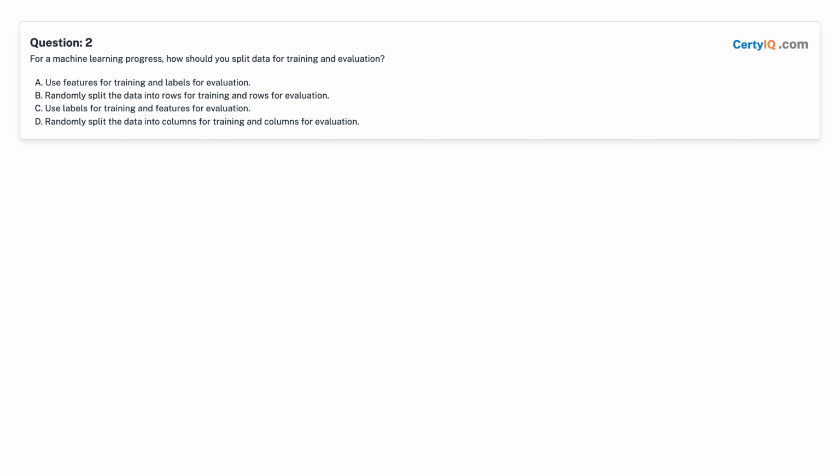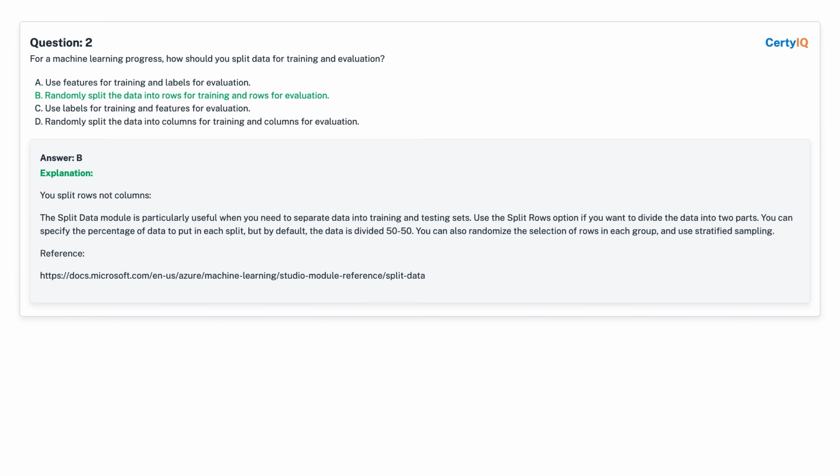Question 2. For a machine learning process, how should you use the data for training and evaluation? A. Use features for training and labels for evaluation. B. Randomly split the data into rows for training and rows for evaluation. C. Use labels for training and features for evaluation. D. Randomly split the data into columns for training and columns for evaluation. Answer is B. Randomly split the data into rows for training and rows for evaluation.